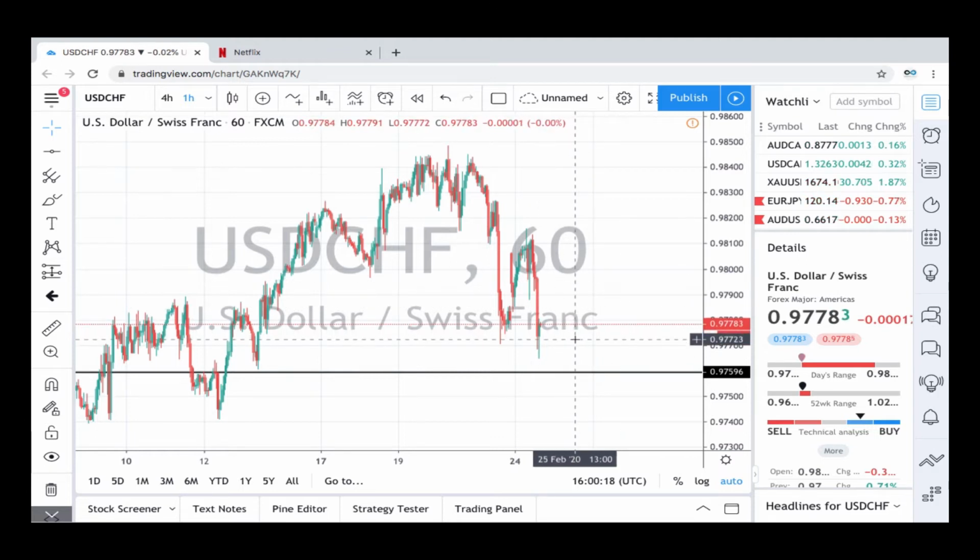Limit orders are for reversal. Sell limit is when price hits a certain level and then comes down, and buy limit is when price hits this level and then goes up. So that's where you'll be looking to place your orders.